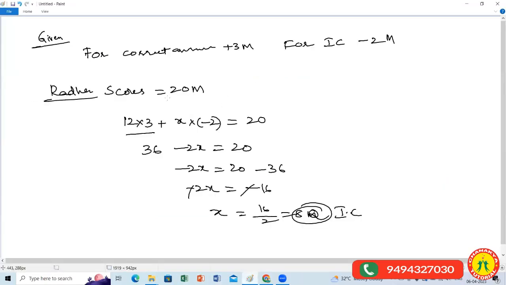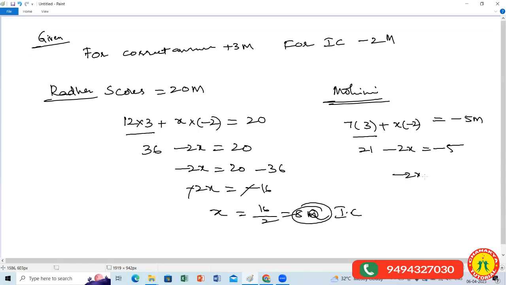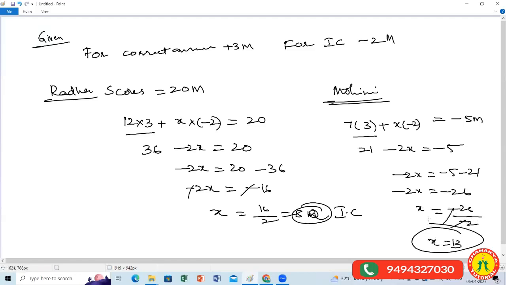This is Radha, this is Mohini. Mohini scored -5 marks total, even though she got 7 correct. 7 into 3, and we don't know the incorrect, take as x, and -2 for incorrect. 7 threes are 21. 21 minus 2x is equal to -5. So -2x is equal to -5 minus 21, which is -26. x is -26 by -2, which is 13. 13 incorrect, 7 correct, so that she gets negative marks, -5.